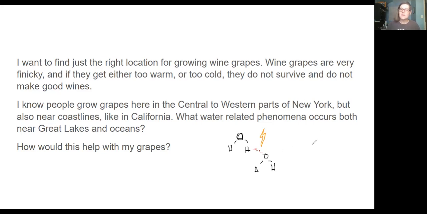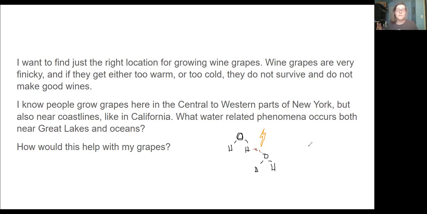Hey, does that help me with the grapes? They don't want to be too warm. They don't want to be too cold. If I put them on the edge of a big body of water, guess what? It helps to temper it. The big body of water stays warm as it gets cold, therefore trying to keep my grapes from completely freezing because it keeps the warmth around it.